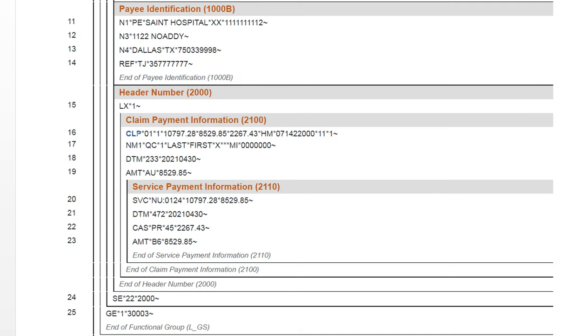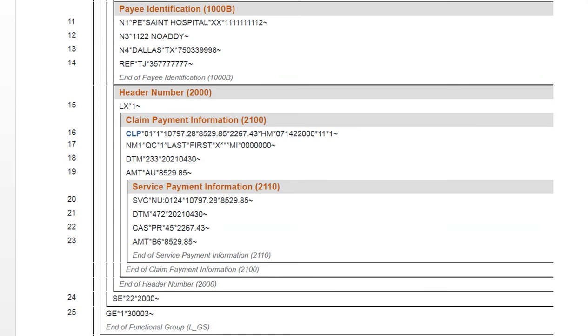The patient is actually right below the CLP segment in the NM1QC segment. And from there, you can also see the service line information and the service date in the DTP 472. And also an equally important segment is the CAS segment in the 2110 level loop. This will go over the types of adjustments that were made. So for example, you have your group code in CAS01, and there are up to 6 different adjustments, they call them triplets, that could be included in a CAS segment.